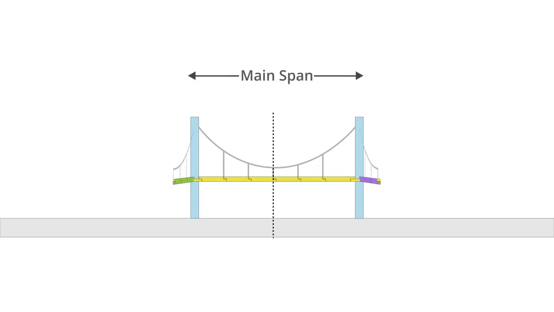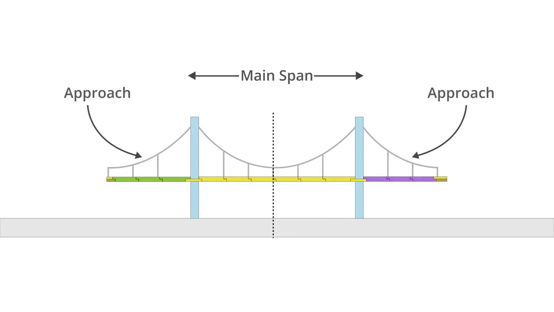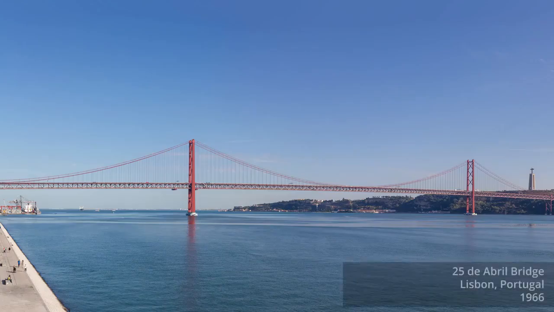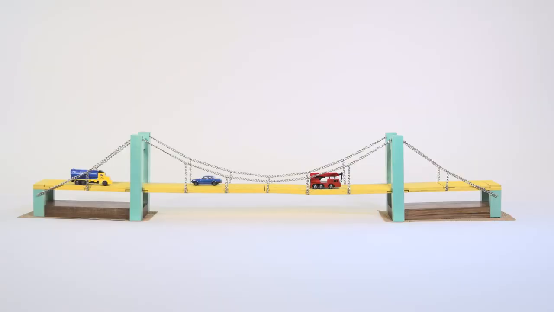One could then use the mirrored sections as approaches from the adjacent land, and the horizontal forces from the mirrored spans would balance and cancel out the ones from the main span. When this strategy is followed, thin towers like those seen on modern suspension bridges can be used. The next challenge is how to transfer the vehicle and other loads to the main cables.